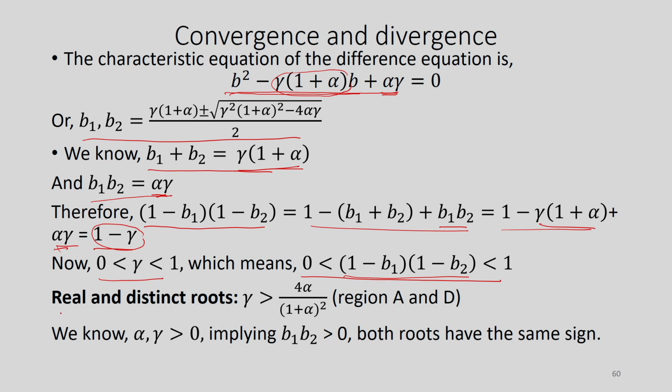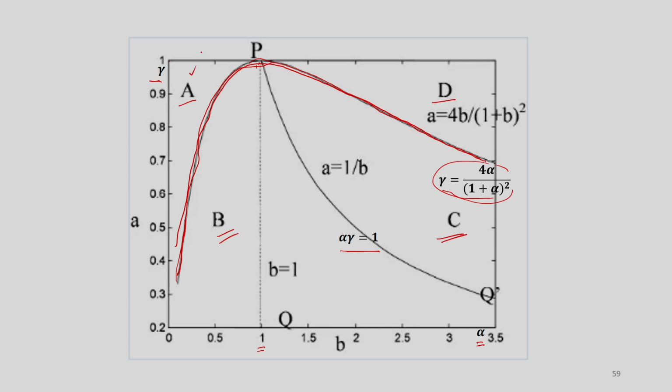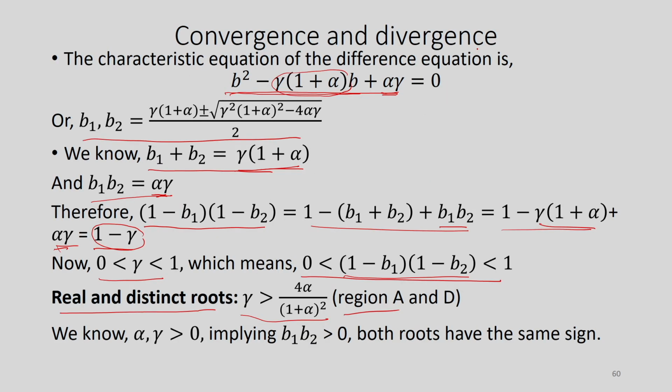These are certain things that we shall be using now. Let us take the case of real and distinct roots. In this case, we know this has to be satisfied: gamma is strictly greater than 4 alpha divided by (1 plus alpha) whole square. So we are talking about the regions A and D. Now, we know that alpha and gamma both are positive. That means B1 multiplied by B2 is positive, because B1 B2 is equal to alpha multiplied by gamma.